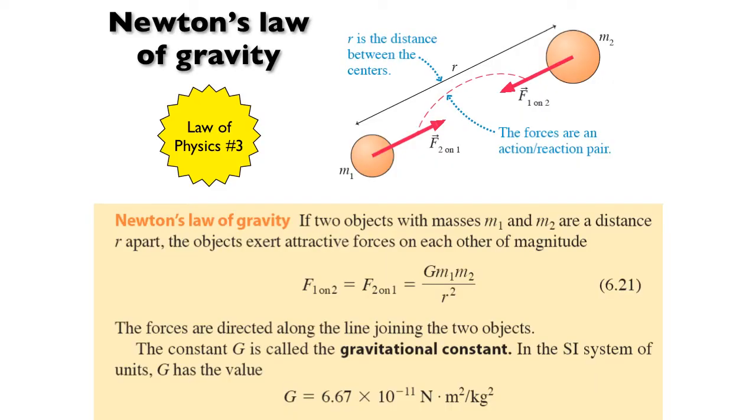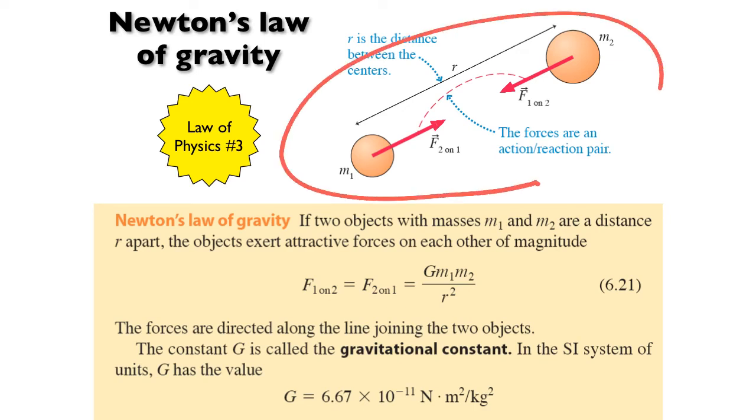Now, in order for the moon to have the orbital properties that it does, the force of gravity attracting the Earth to the moon, and actually attracting any two objects in the universe to each other, has to have this form right here.